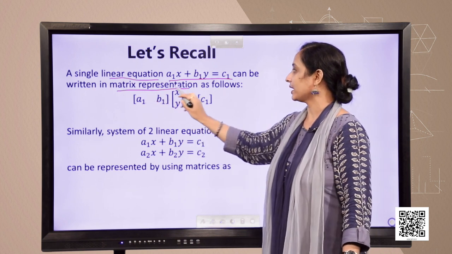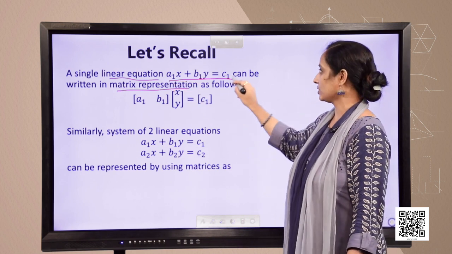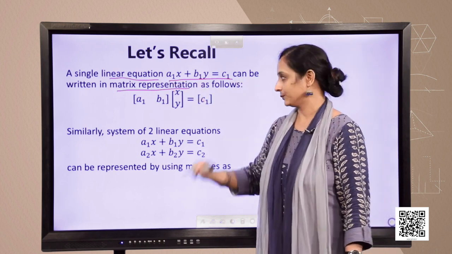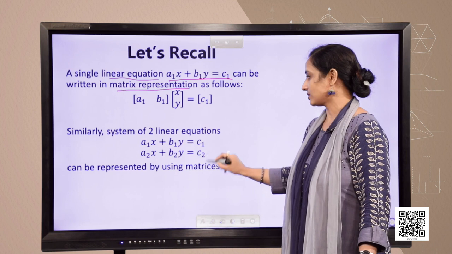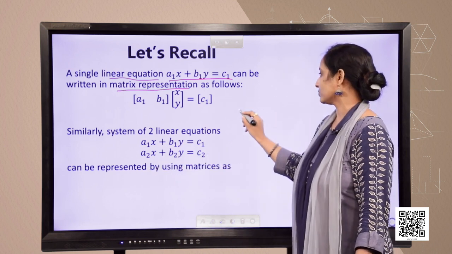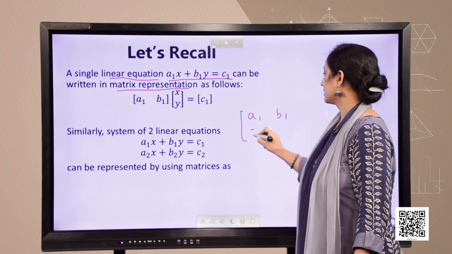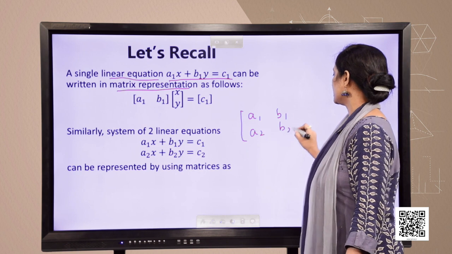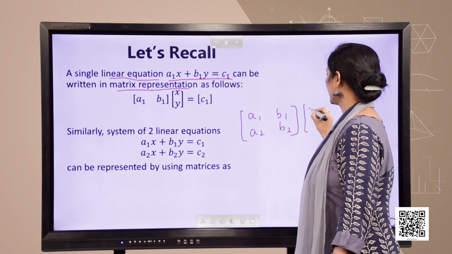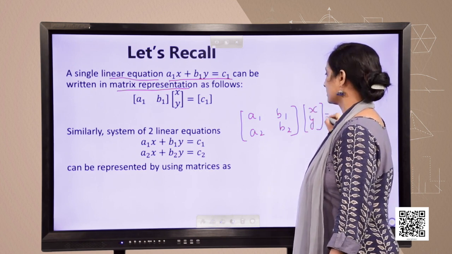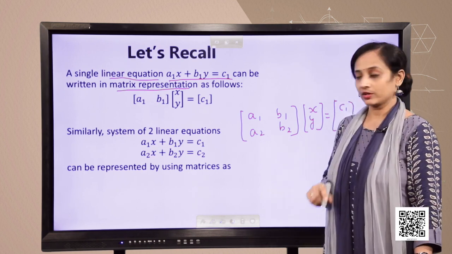So that when you multiply a1x plus b1y, you are getting this LHS of the equation is equal to c1, you are getting this equation back. Similarly, if we take system of two equations, equations are this and they can be represented by using matrices as a1, b1, a2, b2. This is matrix of coefficients into variables x, y is equal to constants c1 and c2.